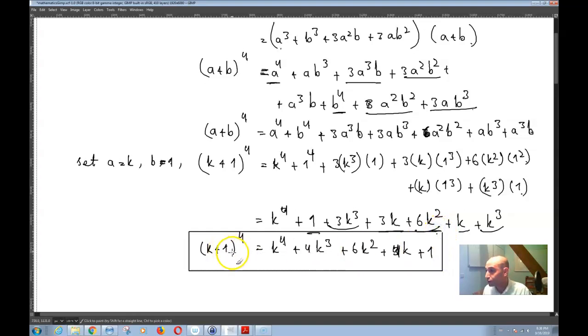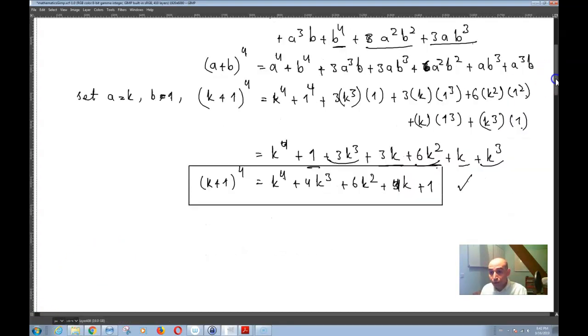So K plus 1 raised to the power 4 minus K raised to the power 4 is equal to 4 times K cube plus 6 times K squared plus 4K plus 1. That is absolutely correct. Now let's do this part as well, and then we will end this video. Okay, so now in this identity, you can put K equal to 1, 2, 3 and all the way up to n.